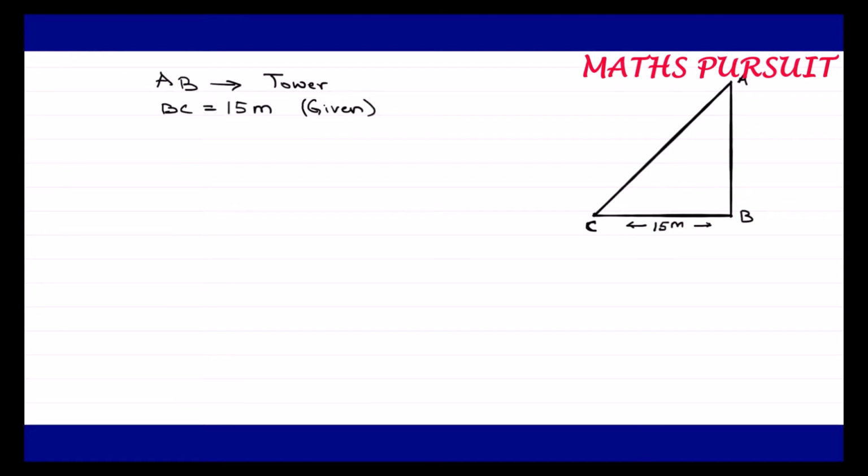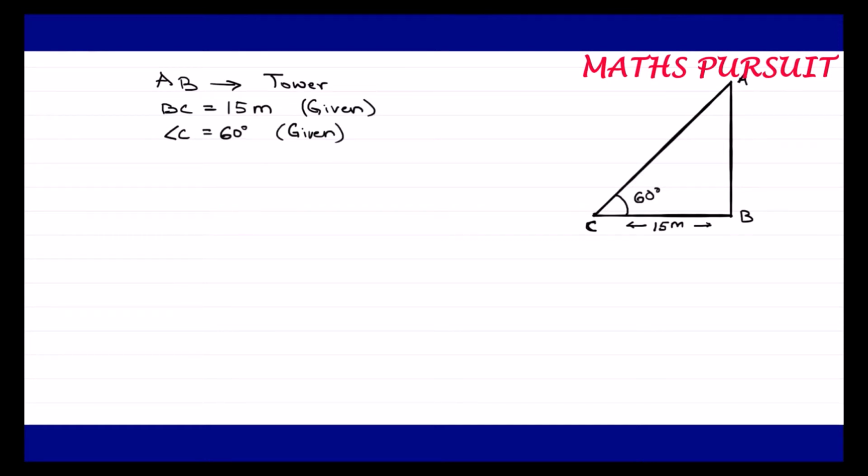Now guys, let us again read the question. From a point on the ground which is 15 meters away from the foot of the tower, the angle of elevation of the top of the tower is found to be 60 degrees. So if a person standing here looks at A, then the angle of elevation that is created is 60 degrees. So this is 60 degrees. Another thing they have given: angle C is equal to 60 degrees. This is also being given in the question.